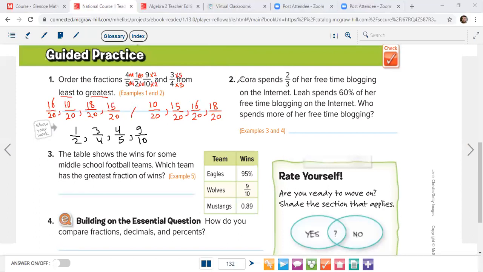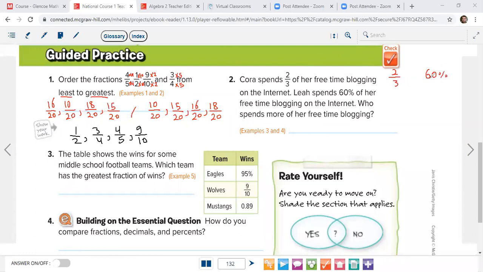Now in problem 2, Cora spends 2 over 3 of her free time blogging on the internet. Leah spends 60% of her free time blogging on the internet. Who spends more of her free time blogging? So I have a fraction, which is 2 over 3, and I have a percent, which is 60%, and I need to compare.